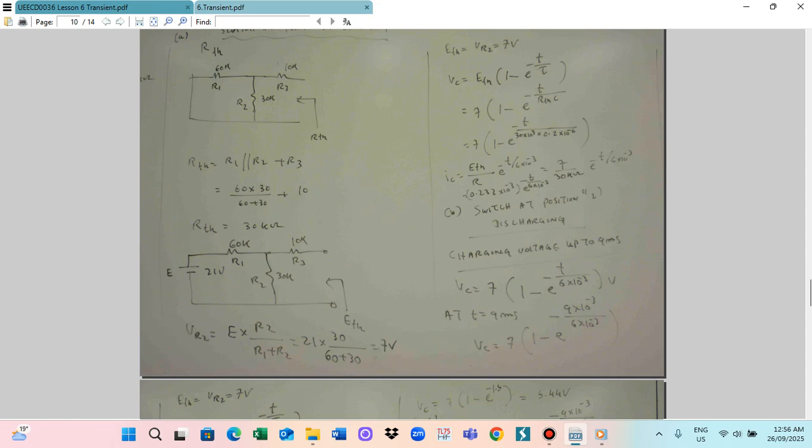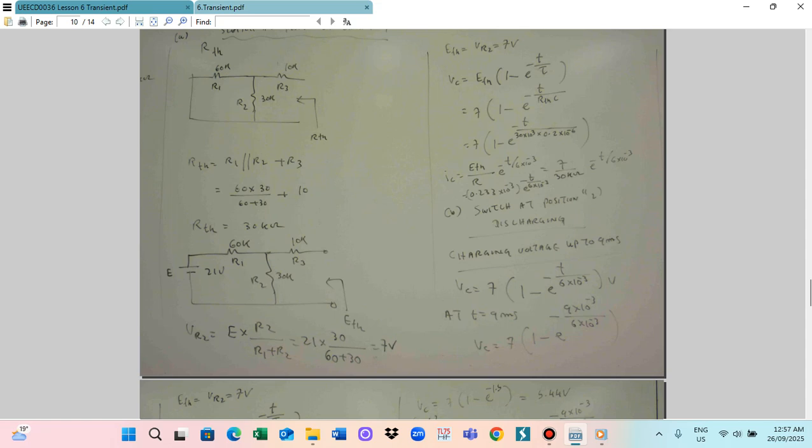So VC is equal to 10 multiplied by 1 minus e power minus t divided by 5 into 10 power minus 3 volt. So this is for the VC, for the capacitor charging phase.